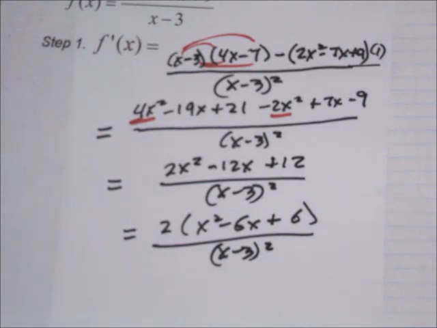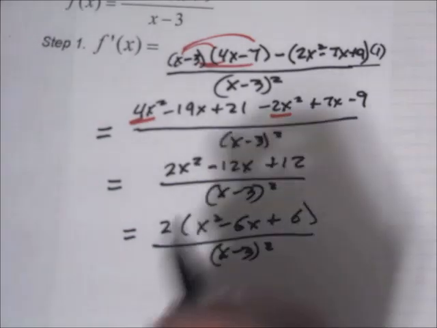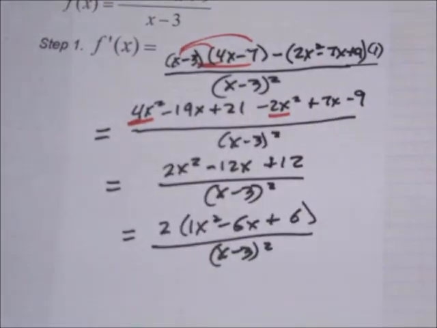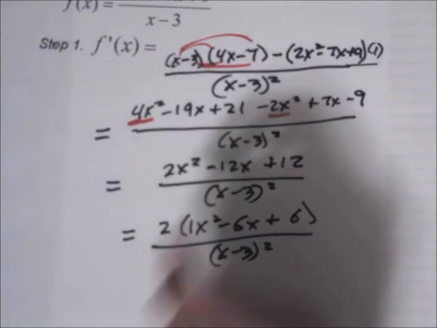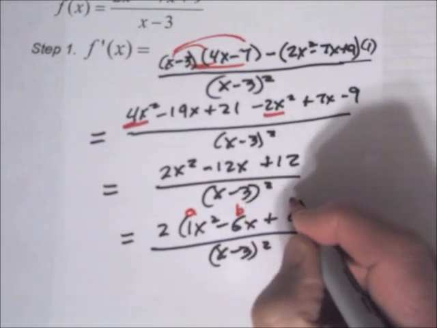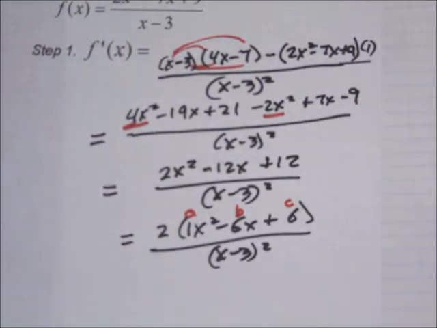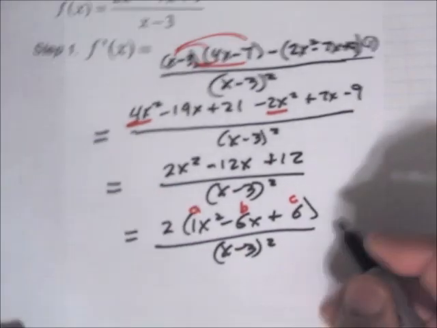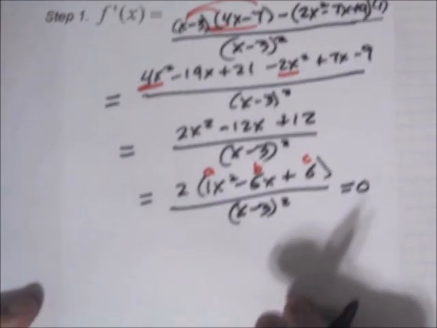Okay, so this one is going to be difficult to factor. So the derivative will be 0 when the numerator is 0. So we can use the quadratic formula to find out where the numerator is going to be 0. So a is the number in front of x squared, which is 1. B is the number in front of x, negative 6. C is the number by itself. So we want to set this equal to 0 and solve for x.